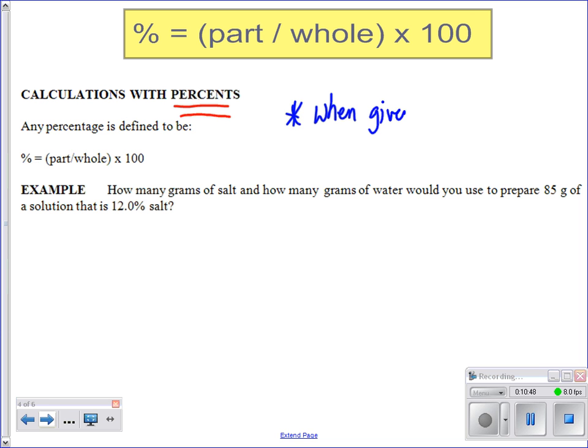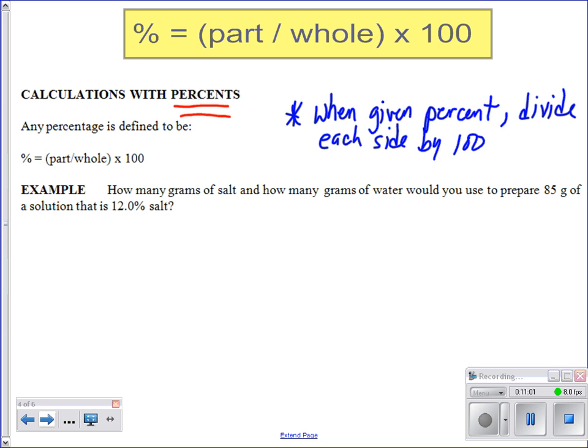When given percent, divide each side by 100. It's the easiest way to deal with the math in this. So if you divide this side by 100, well, you just got rid of all that. And then when you divide this side by 100, you have now decimalized your percent. So it becomes a decimal. So that's going to be what you're going to want to do in that area.